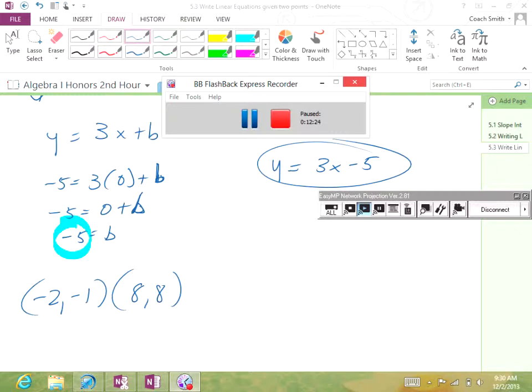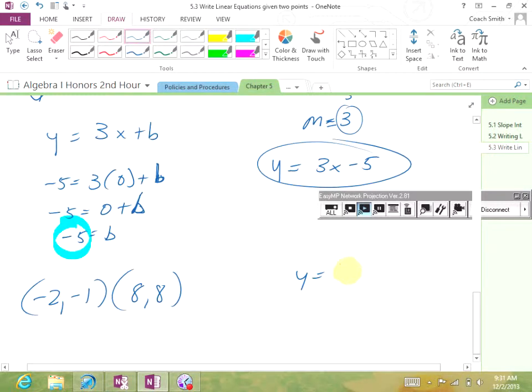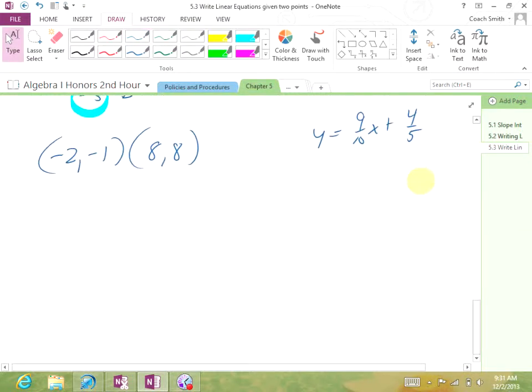Brianna, what do you think? Very close. No. You're right there. You missed a negative sign. Kayla, what'd you get? Yes. Y equals 9 over 10x plus 4/5. Okay? Alright, let's look at it.